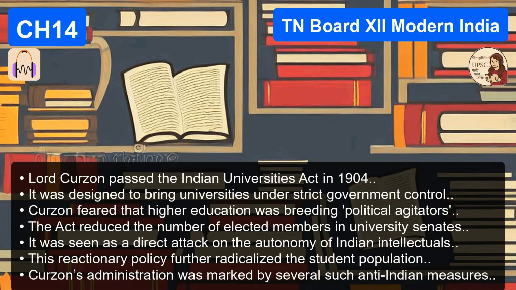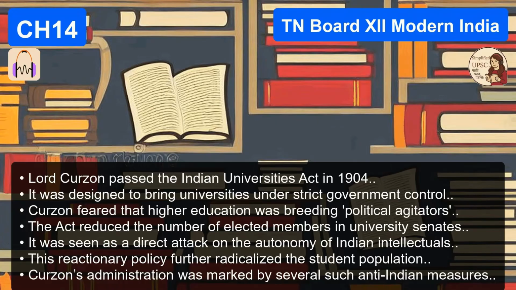They carved it into West Bengal, which became a Hindu-majority province, and Eastern Bengal and Assam, which became a Muslim-majority province. They openly tried to woo the Muslims with promises of a province where they would dominate, hoping to turn the two communities against each other and fatally weaken the Congress.